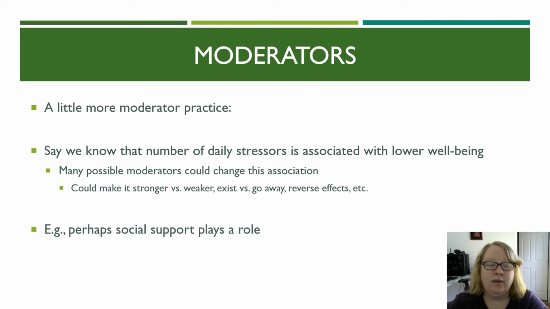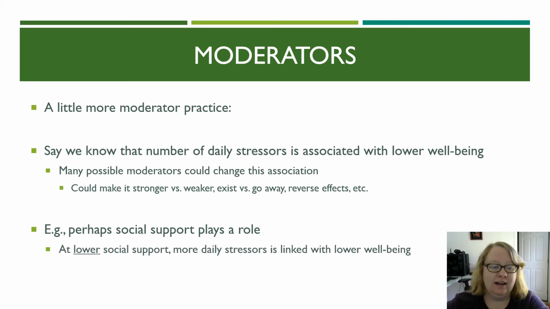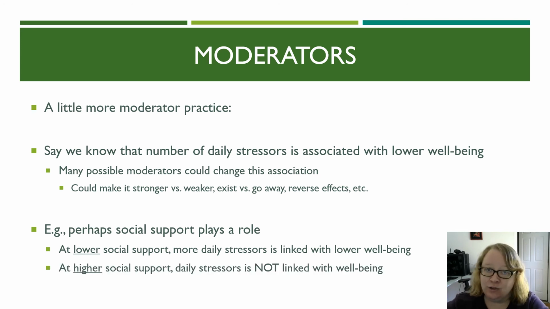So for example, maybe social support plays a role. That could be a moderator to that relationship. Maybe at lower social support, more daily stressors is linked with lower well-being. But at higher social support, daily stressors maybe is not linked with well-being. So what that's saying is that social support could be changing that relationship. If you don't have much social support, you don't have many close friends that you can rely on or family, right? Then daily stressors is linked with lower well-being.